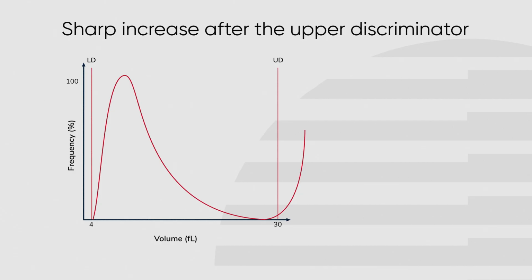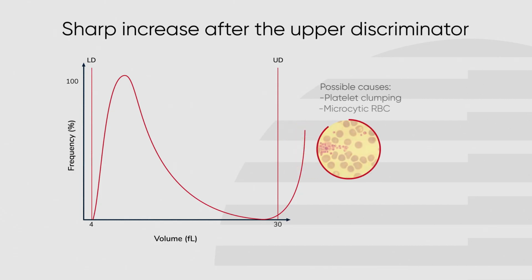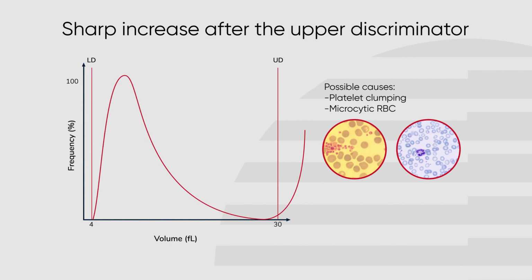If the platelet histogram shows a sharp increase after the upper discriminator, this can indicate platelet clumping or the presence of microcytic RBC. Check for platelet aggregates in smear.